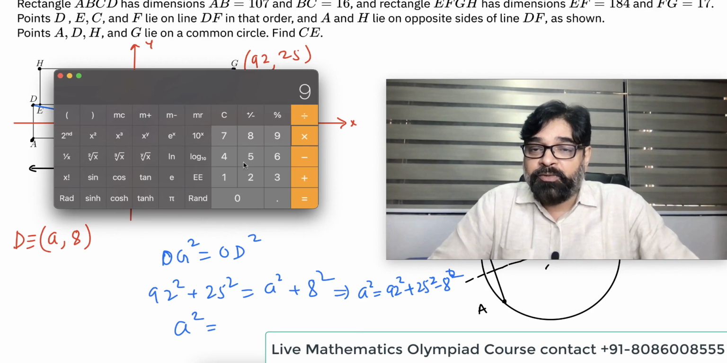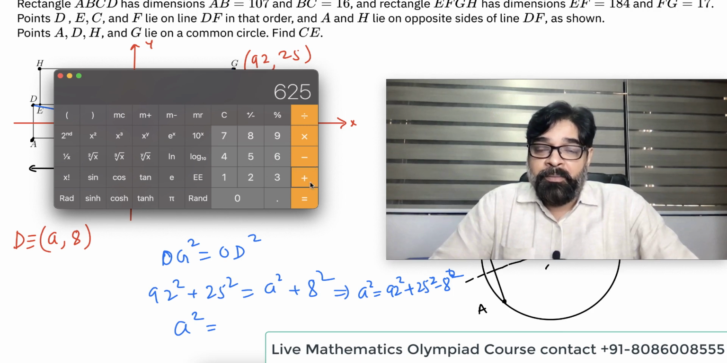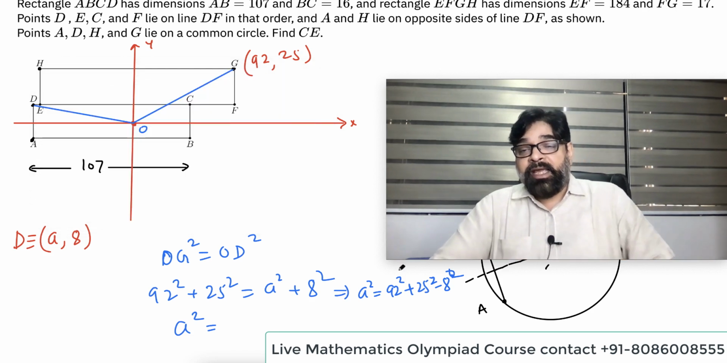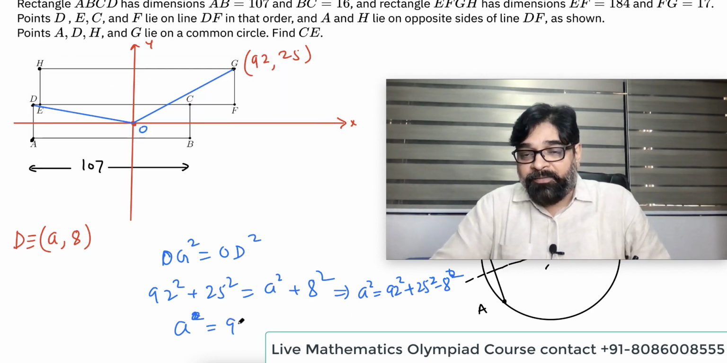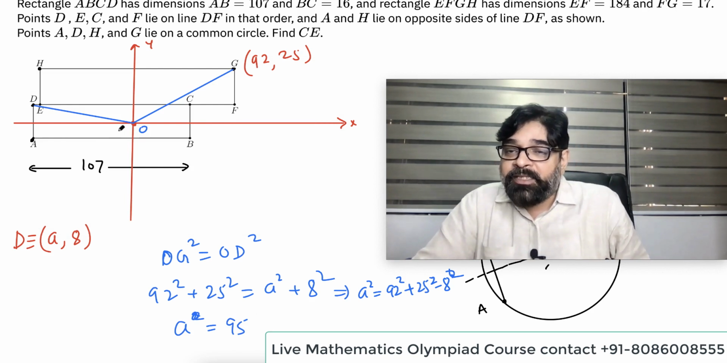92 into 92, plus 25 square, that is 625, minus 8 square, 64, and the square root of this is 95. That means the a value will be 95. Question finished. That means this length is 95. This is 95.